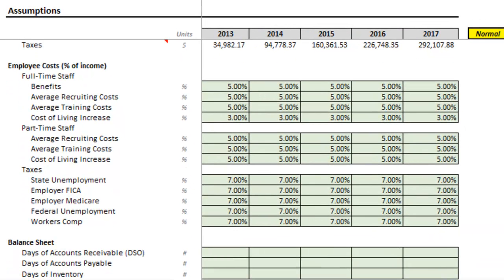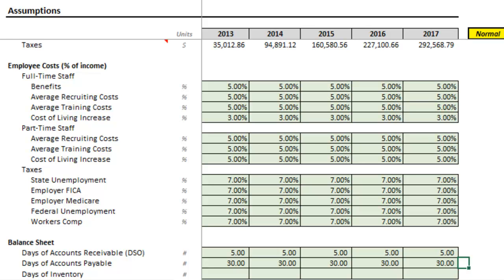And for the balance sheet assumptions, for the average number of days it takes for us to get paid, let's say that's 5 days. And we generally pay our liabilities within 30 days. And the days of inventory is not applicable as we don't have any inventory sitting on the shelf.